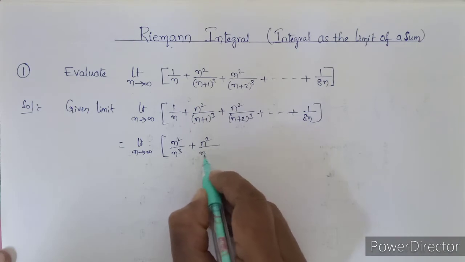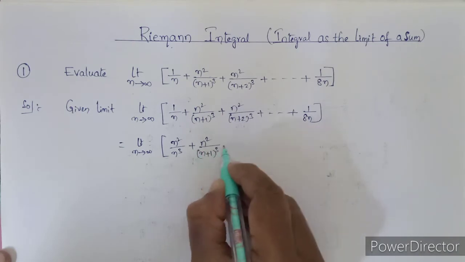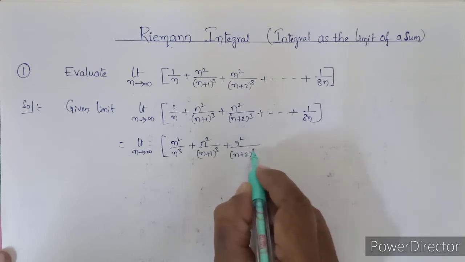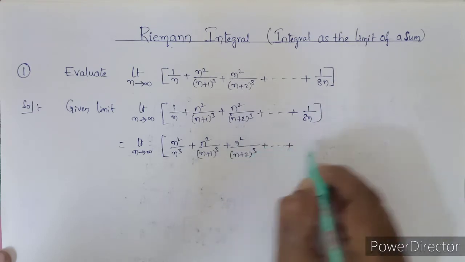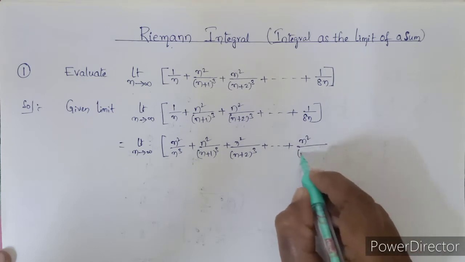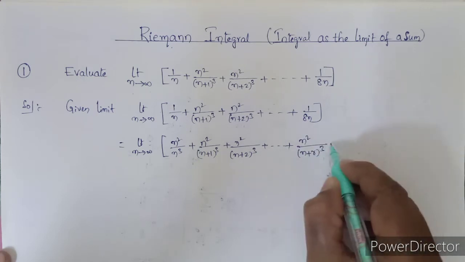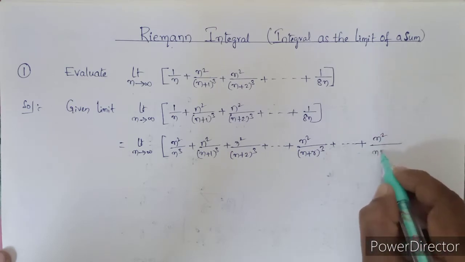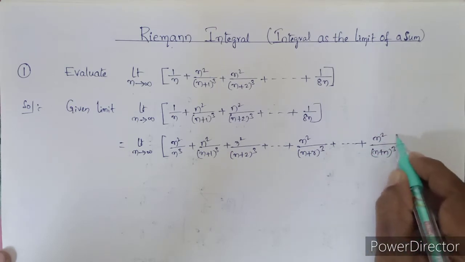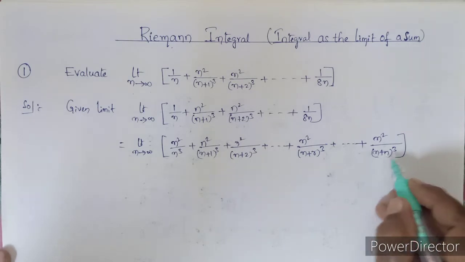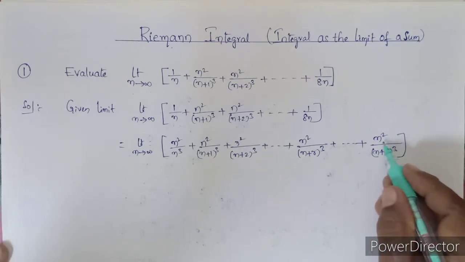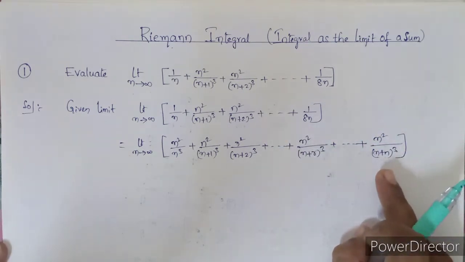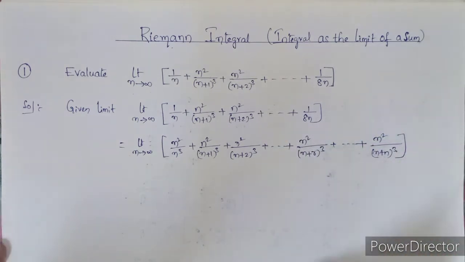This is n square by (n plus 1) whole cube, n square by (n plus 2) whole cube, n square by (n plus r) whole cube, n square by (n plus n) whole cube. n plus n is 2n, 2n whole cube is 8n cube. On canceling n square, 1 by 8n. So 1 by 8n we write down as n square by (n plus n) whole cube.